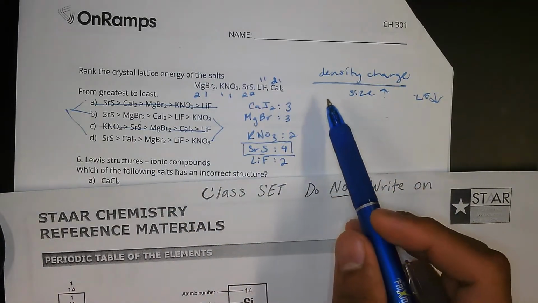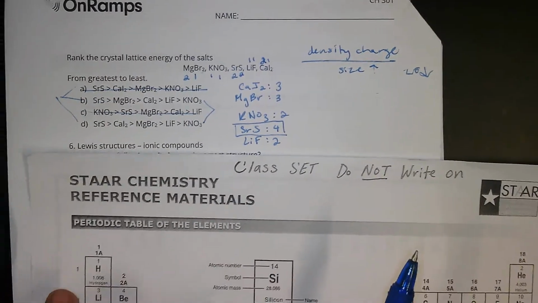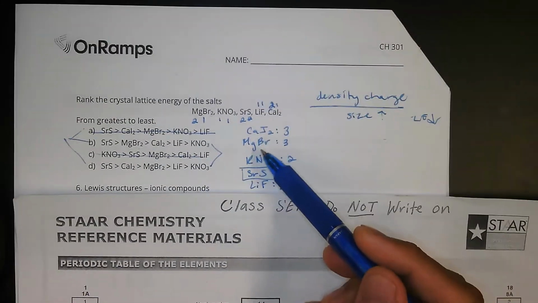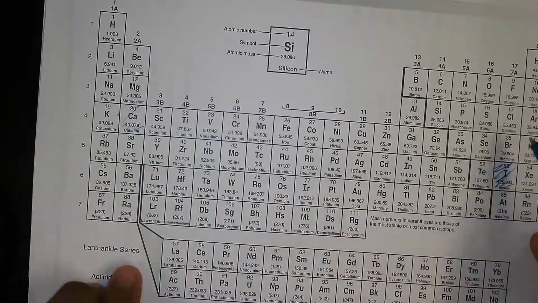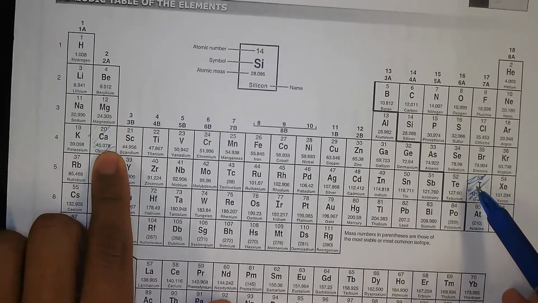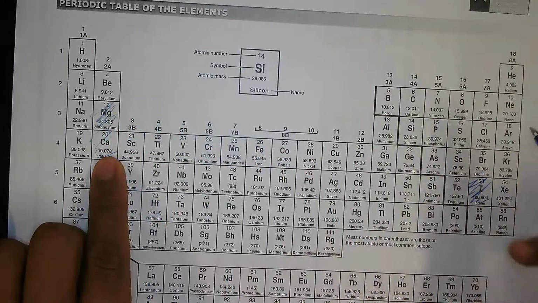Which ones did I have first? I said that strontium sulfide would be the first one. So I'm trying to figure out which one comes after it. It'll be the one between calcium iodide and magnesium bromide that has the smaller size. So I have calcium iodide, and you can see their places here. And then I have magnesium bromide. Magnesium is here, and bromine is here.